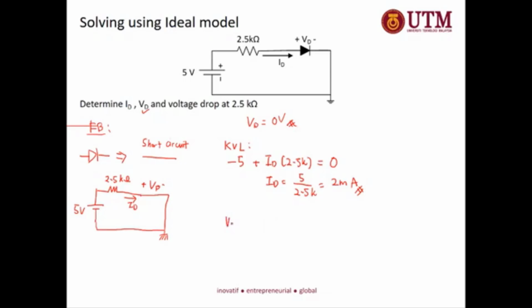So next VR is equal to 2 milli times 2.5K, which is equal to 5 volt. Okay, very simple.